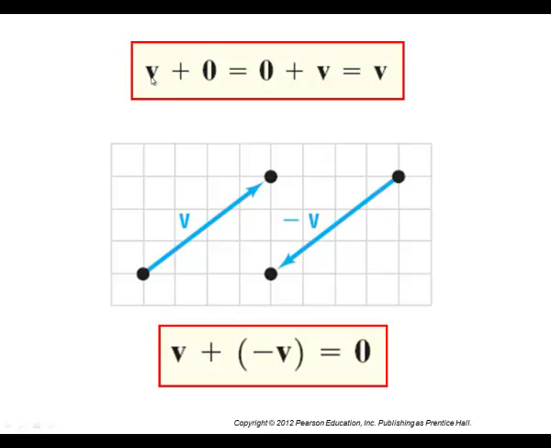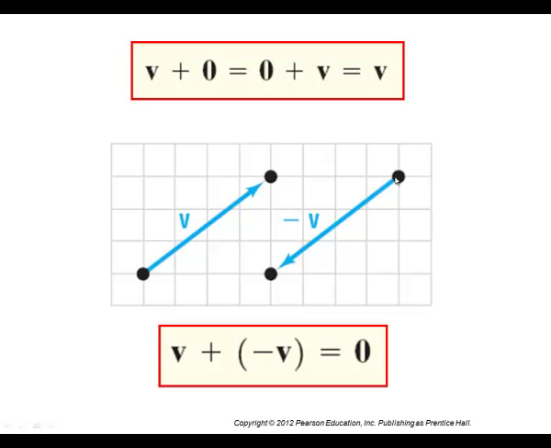Here we have vector v plus 0 equals 0 plus vector v, and so basically nothing's changed. Here we have vector v where we're going 4 units to the right, horizontally, and 3 units up. So you can see that the arrow moves from an initial point to a terminal point, moving to the right and up.